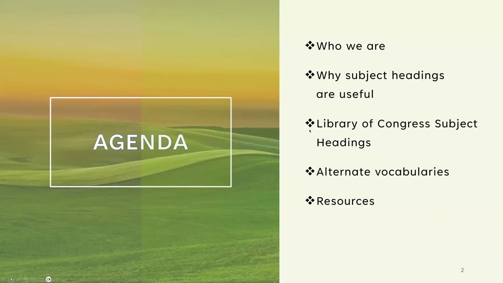Our agenda today includes telling you a bit about who we are. Then we'll briefly touch on what subject headings are. Next, we'll talk about different databases you can use to search for Library of Congress subject headings. Then we'll look at some alternate vocabularies you can use for subject headings, where to find those, and how to search them. We'll finish up with our resources.